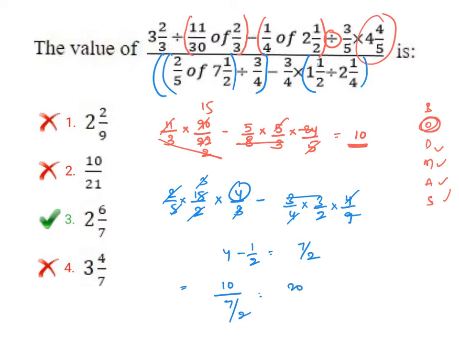If it goes up, it becomes 20 by 7, which is 2. 7 2s are 14, remaining is 6. So 2 6 by 7.